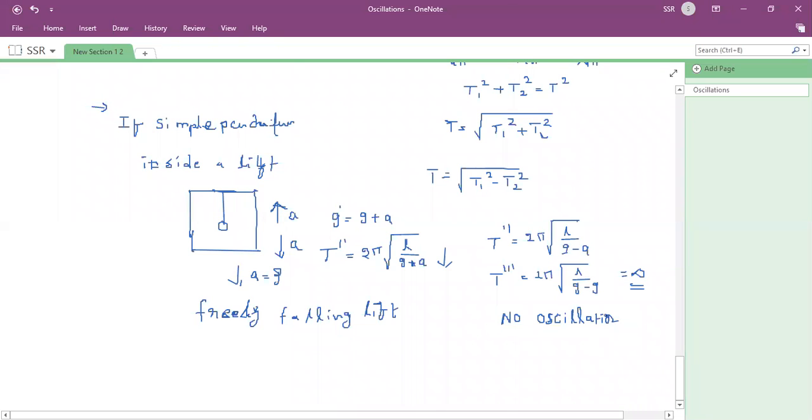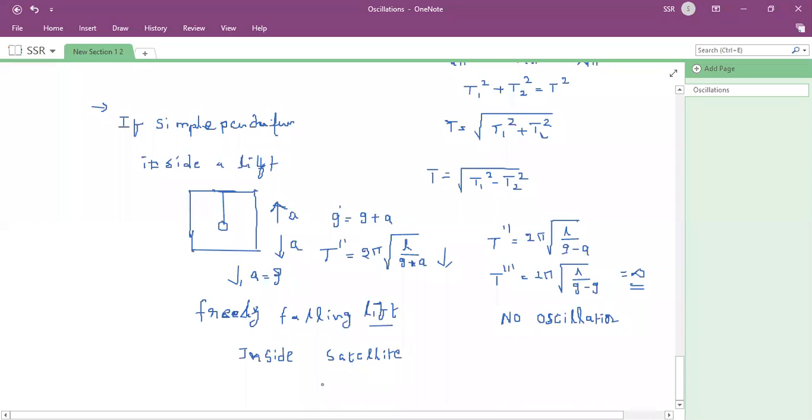So this is about the case with the acceleration due to gravity g changing. In that case, see how the time period of the pendulum changes. First case decreases, next case increases, and finally it is infinity. That means no movement of the pendulum. In which cases is this applicable? Lift is freely falling, or you can take inside a satellite. Pendulum inside a satellite is also the same. Inside a satellite, a equal to g, so in that case also time period will be infinity.